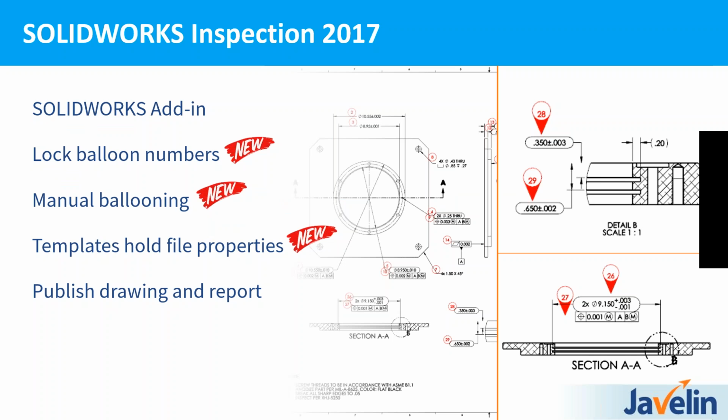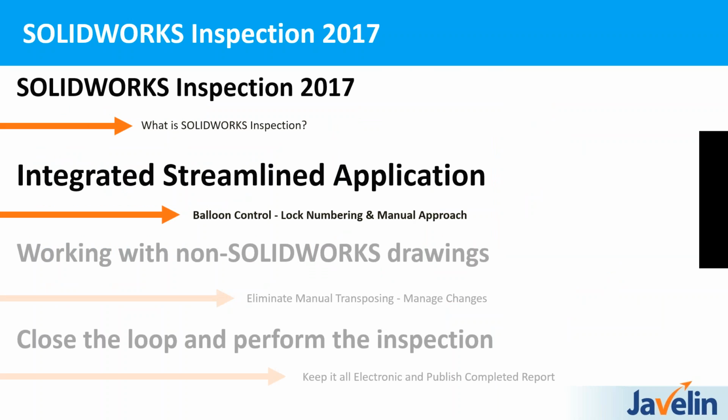So we took a look at the SOLIDWORKS add-in. You can see how easy it is to create these balloons and to automatically extract a lot of characteristics. We can do a manual ballooning. We can use templates to hold file properties. We took a look at templates inside of Excel, how we can automatically extract whether it passes or fails and insert it that way. And we can publish our drawings and reports right from within the add-in environment. So that's working within the streamlined application.